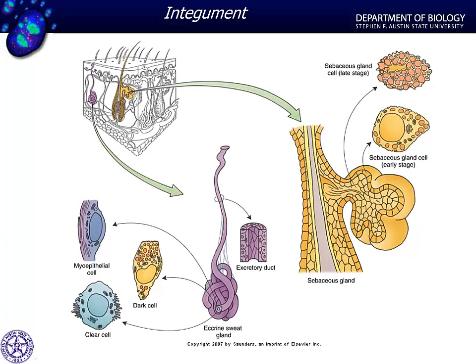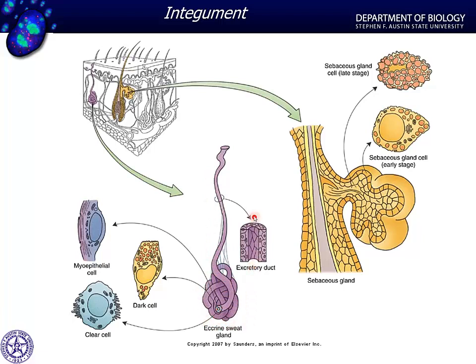Here we can see an illustration from the skin. We're also illustrating a hair follicle. We'll get to those in just a bit. But here is our eccrine sweat gland, and you can see that coiled nature to the tube. This would be the duct of the sweat gland. Here we have the parenchyma of the gland itself.